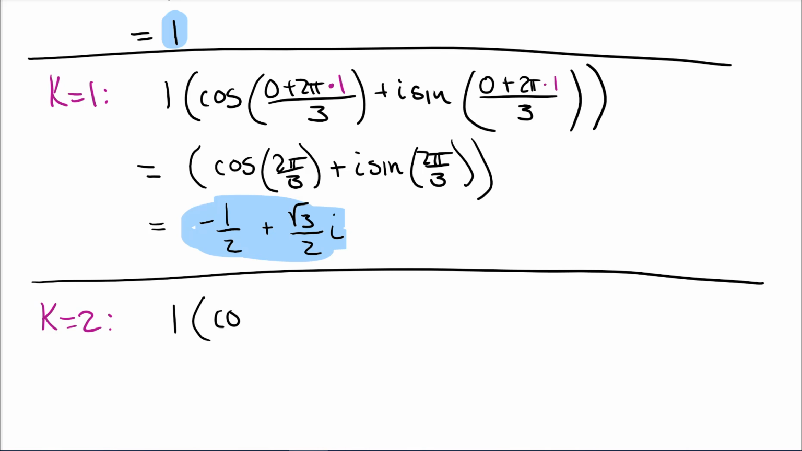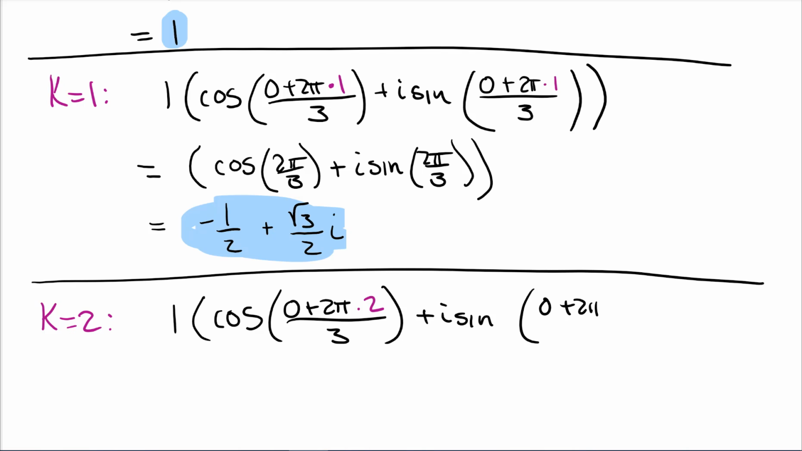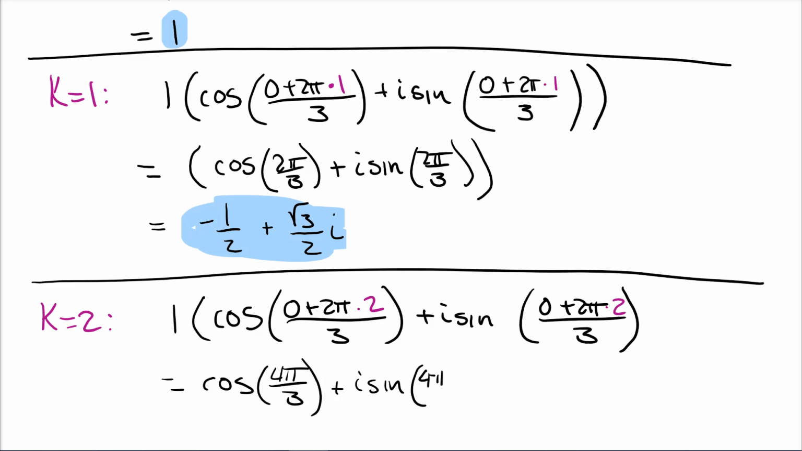So we have that 1 times our cosine of 0 plus 2 pi over 3, but we've got to multiply it now not by 1 but by 2. Plus i sine of 0 plus that 2 pi all over the 3, and we're going to multiply by 2, which is going to be, what is this? This is equal to cosine of 2 times 2 pi, which is 4 pi, and then we're adding 0 and dividing by 3. There it is, cosine of 4 pi over 3 plus i sine of 4 pi over 3.